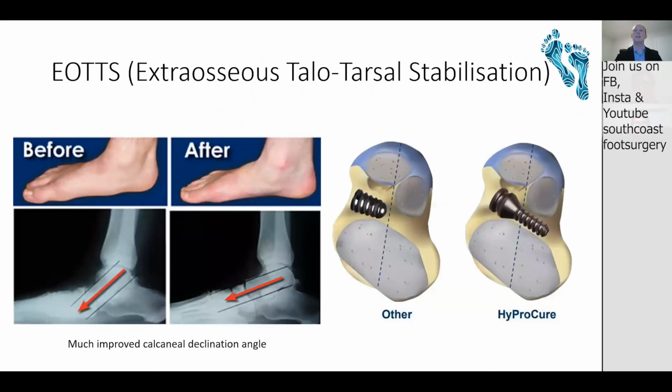What we're looking at is a device that's generally called an arthroereisis, and that's placed within the sinus tarsi of the subtalar joint. And these are x-rays that are showing that calcaneal declination angle or talar declination angle that's really been corrected when the use of a Hyprocure is implanted. What we're looking at with this Hyprocure in particular is that it's a little bit better than some of our other arthroereisis devices because it's really acting within our line of action within the subtalar joint.